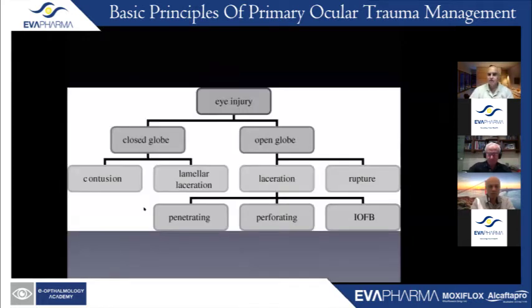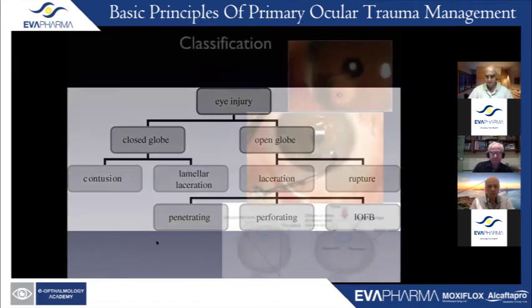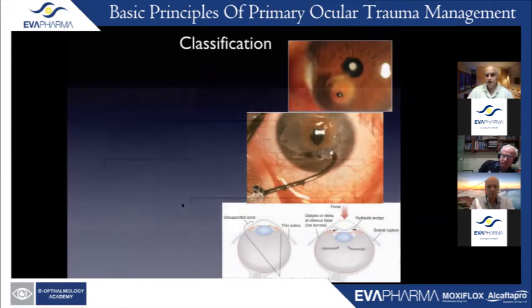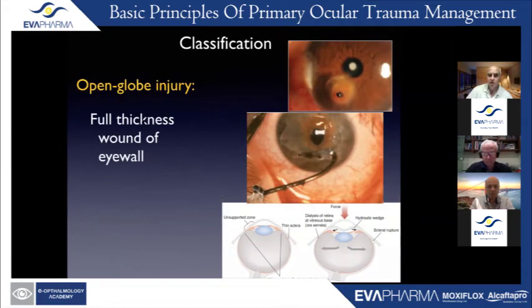And we should always, this is the same classification, I will skip it. I'm just going to show the open globe injury here, the full thickness wall of the eye wall.